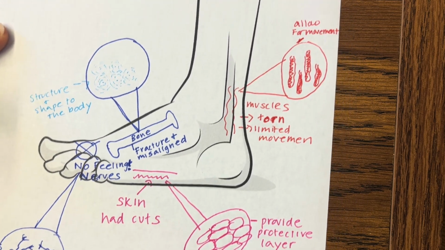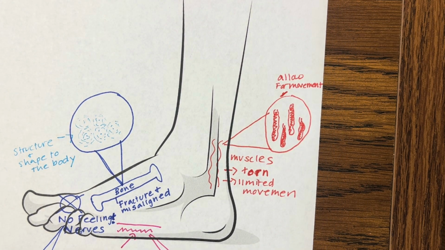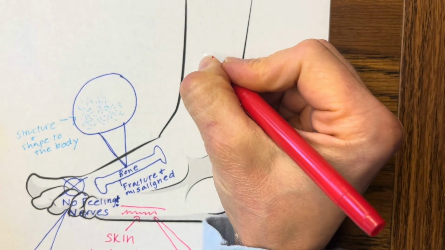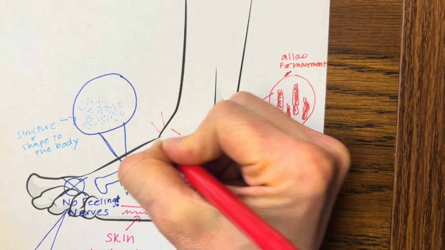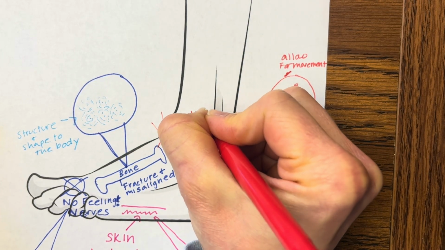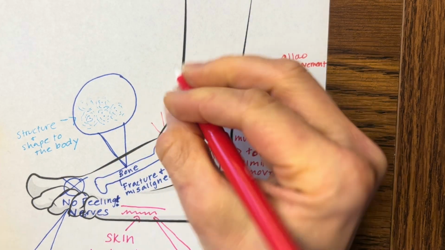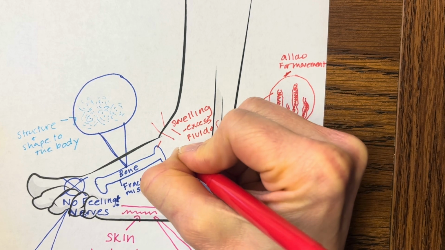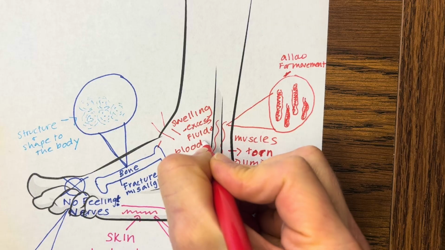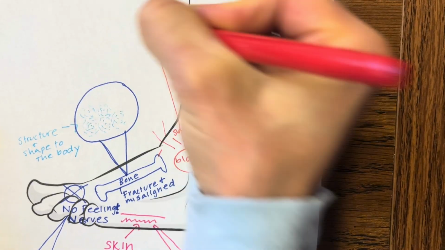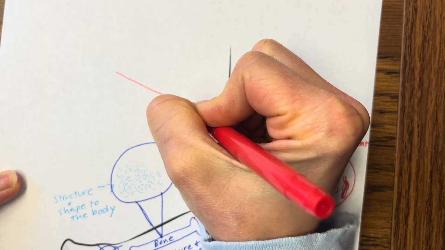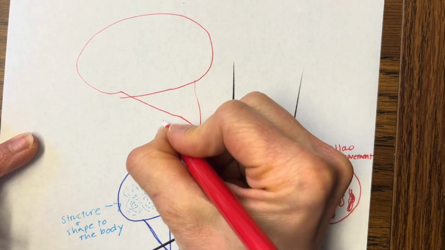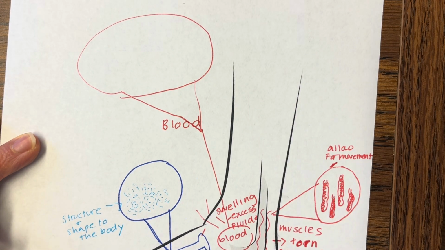One of the other structures that we talked about being part of this healing process was the blood. Not only was some blood probably coming out from the skin, but we also know that there was a lot of swelling in the area. And what we learned is that swelling is from excess fluid and blood coming to the area. So let's focus in on blood. If I do a zoom in on blood, let's make this clear that it's blood, I would see a bunch of different structures.